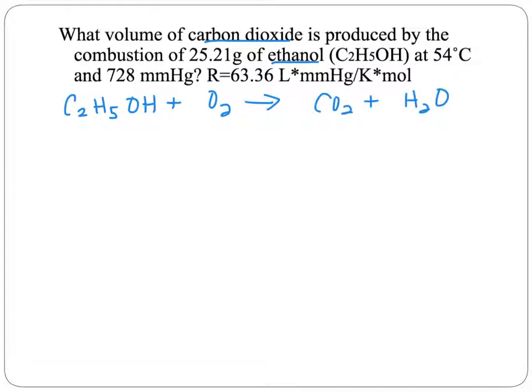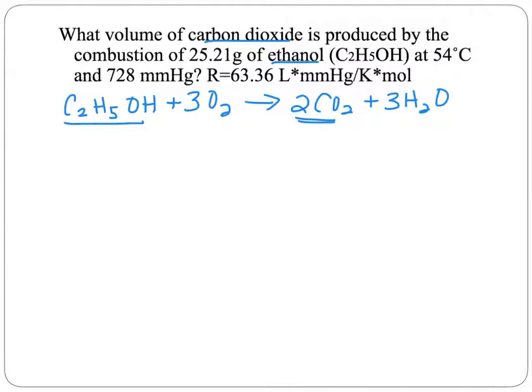This skeleton equation is not balanced. Some coefficients need to be added. We need to add 3 in front of oxygen, 2 in front of carbon dioxide, and then 3 water. And so then we can see that our mole ratio for every mole of ethanol, we're going to produce 2 moles of carbon dioxide. So we need to remember that because we're going to need that in a minute.